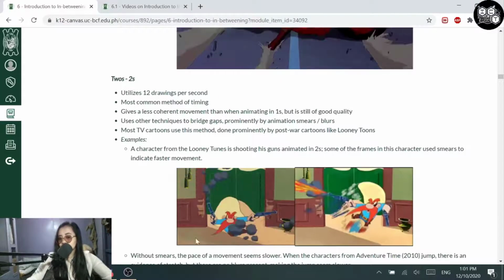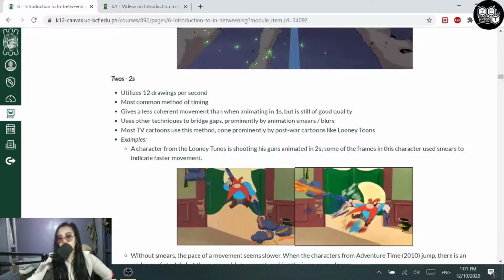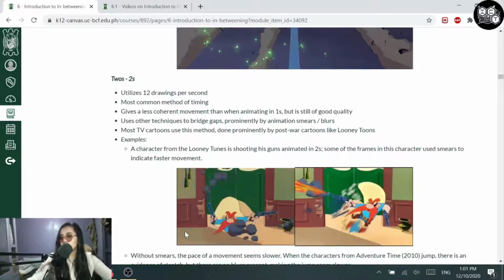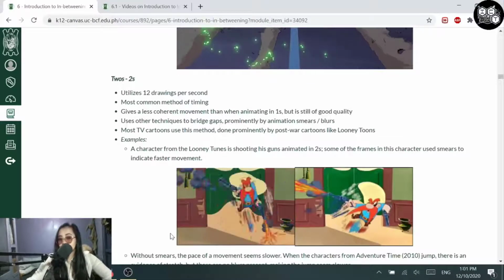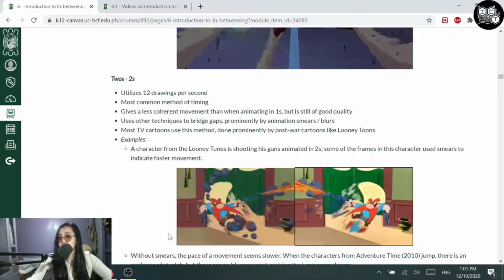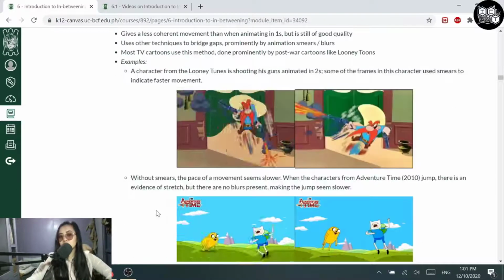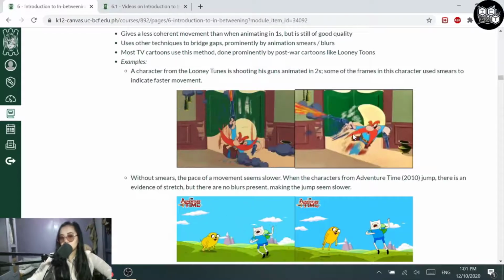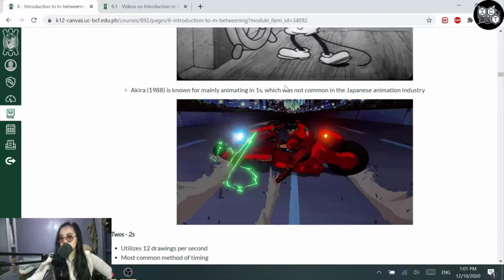So you can still create a very nice movement compared to that of threes or fours, but the difference between the ones and twos can be almost indistinguishable if you're going to use other techniques to bridge gaps, usually like, let's say, animation smears or animation blurs. So an example is Looney Tunes. So you can see a lot of these action lines, these blurs right here, which help create this more dynamic movement.